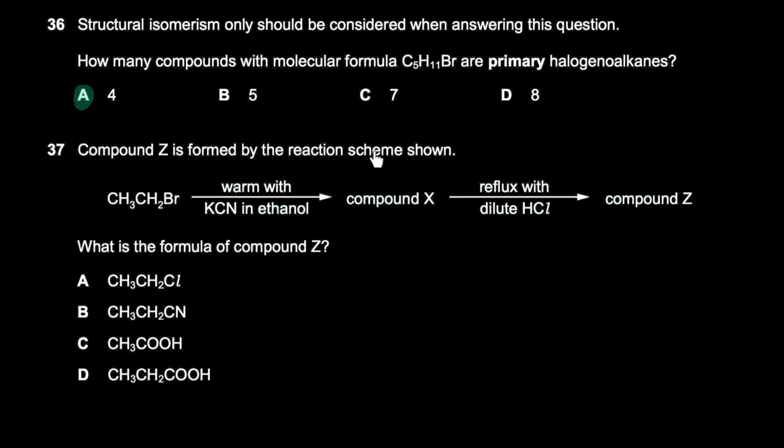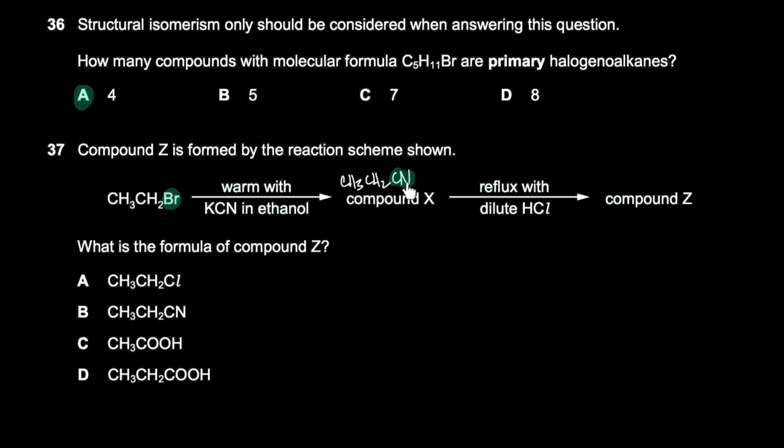Compound Z is formed by the reaction scheme shown. What is the formula of compound Z? So here in reaction 1, we're reacting bromoethane with KCN and ethanol. This is a nucleophilic substitution, right? We're going to make a nitrile, so CH3CH2CN, right? This is a substitution of the bromide with the cyanide, so we end up getting a nitrile.